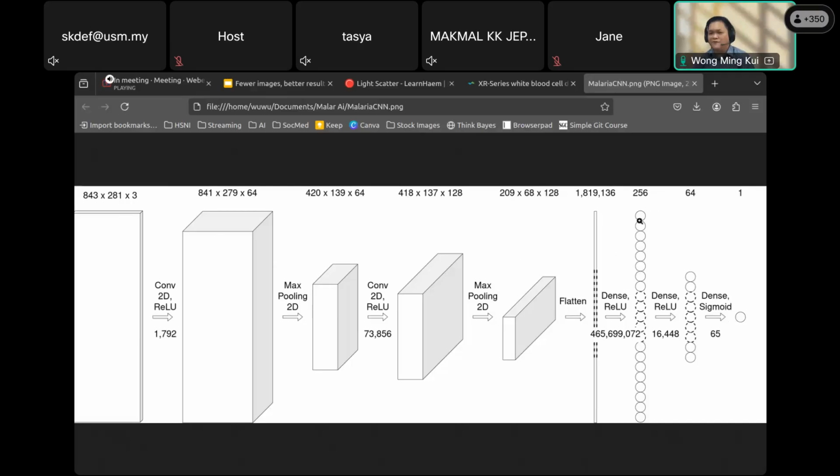For those who are familiar with regression analysis, each node here is actually one whole equation. So there are 256 equations in this layer, and then we have 64 equations in this layer, and the output of these 64 equations will return a single output. So this is the neural network.